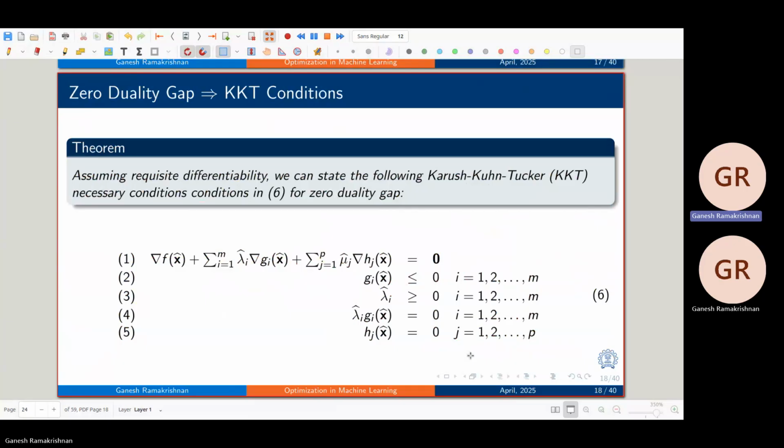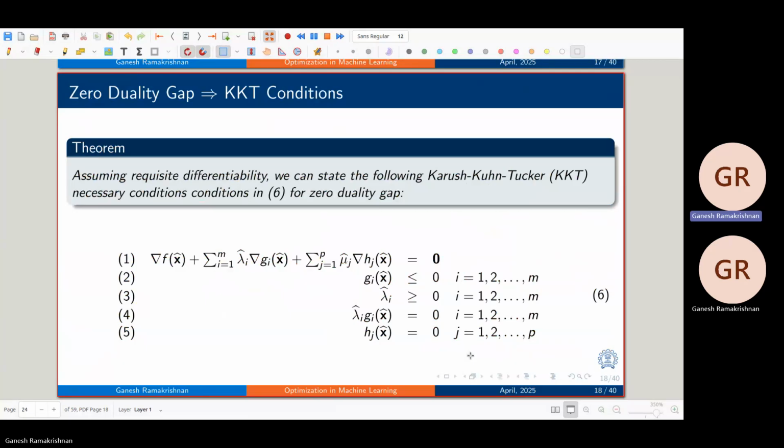So the claim is, these are necessary conditions. The KKT conditions are necessary conditions for not only optimization, but also for zero duality gap. So not only are we saying this will give f(x) minimized, but this will also create zero duality gap. Is this clear? And you can write this down.